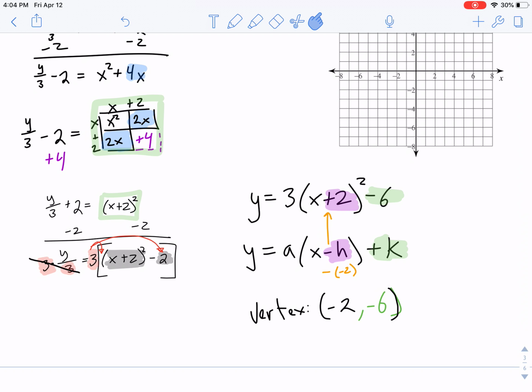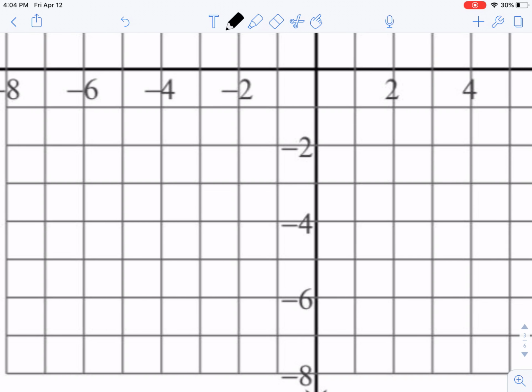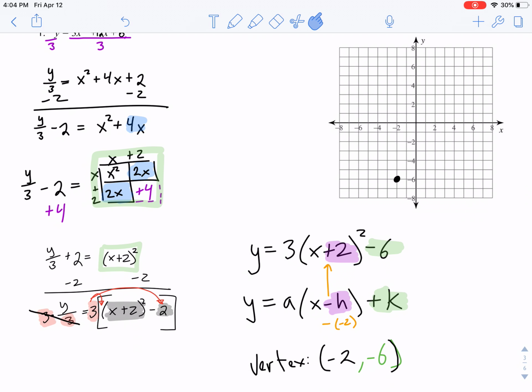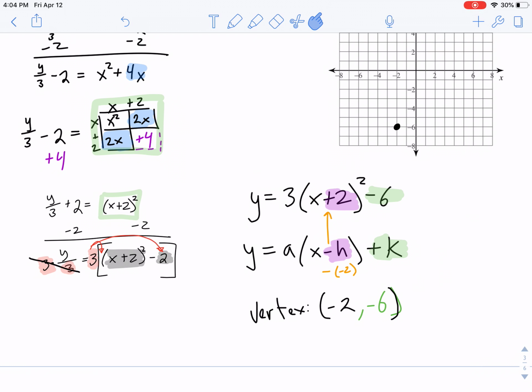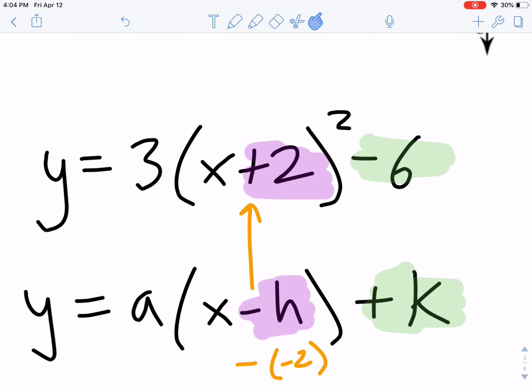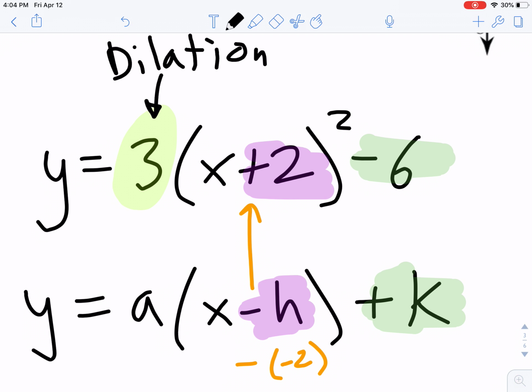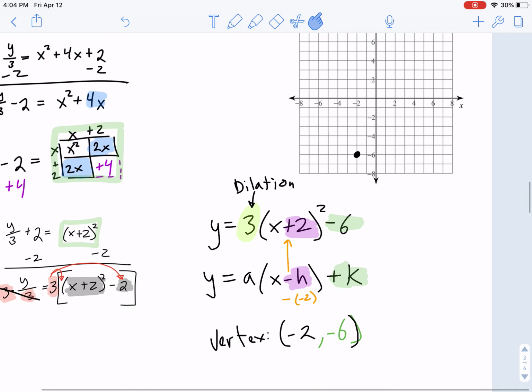Cool, so now I have my vertex, right? So I'm going to plot -2, -6. So I come over here, back 2, down 6. There's my vertex. Now, I can't just do my pattern where I go over 1, up 1, over 2, up 4, because I have, alert, alert, an a value. So I have a dilation right here. This is going to make my parabola grow 3 times as fast. So let's carefully plot this out.